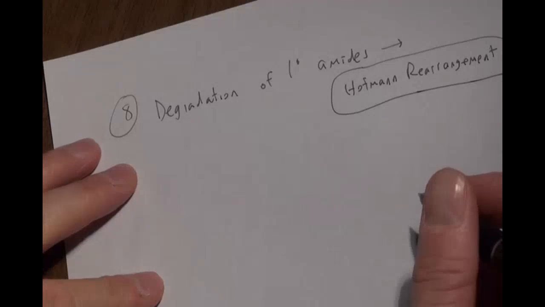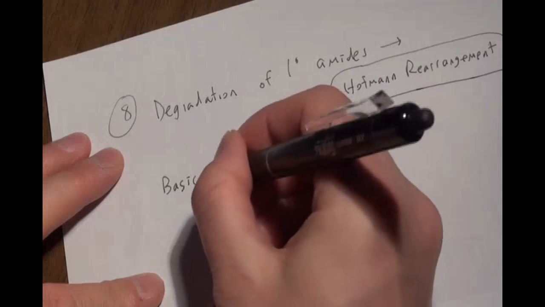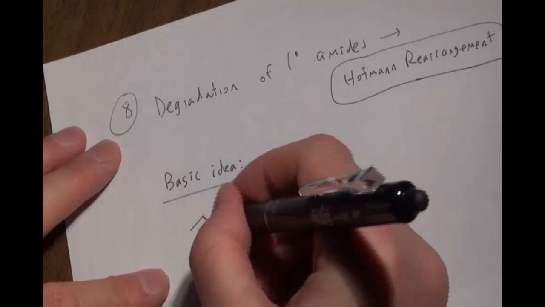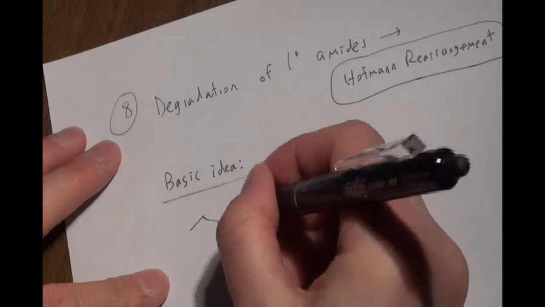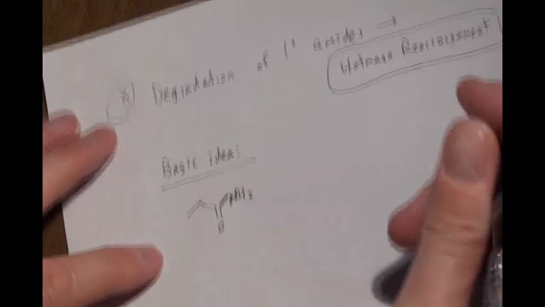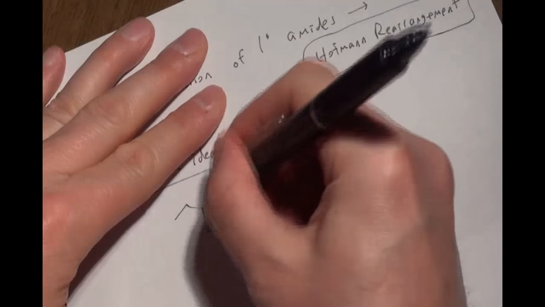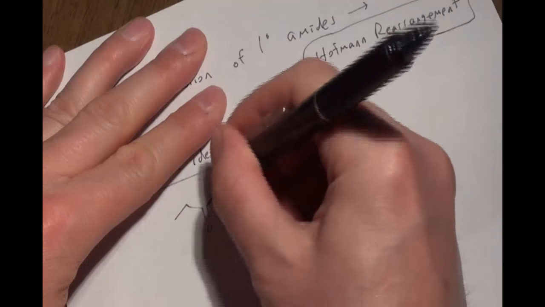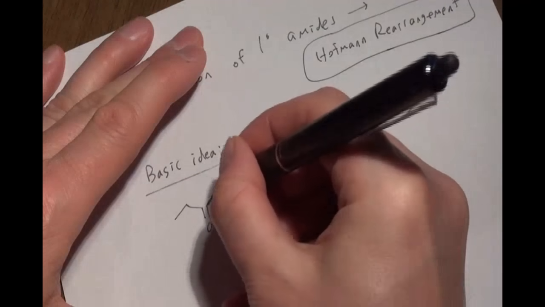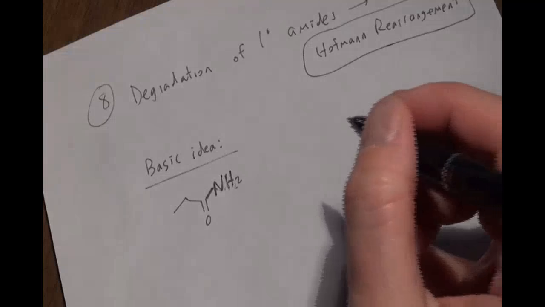Okay, and so what is it? What's the basic idea? The basic idea is that if you have a primary amide, let's draw it a little nicer. NH2, right? Okay, there's a primary amide.